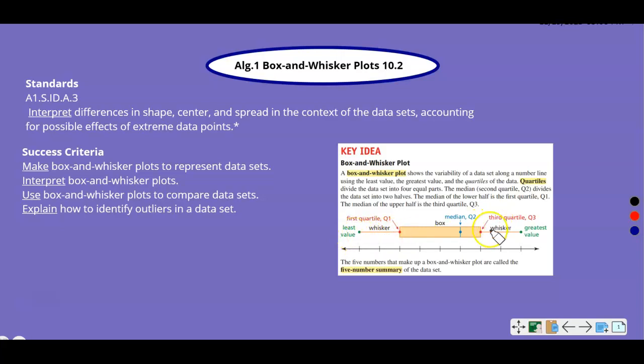So your least value and your greatest value. And that's why they call it a box and whisker plot, because you can see these little outliers sometimes make it look like it has whiskers. So make sure that you know what information comes from a box and whisker plot.